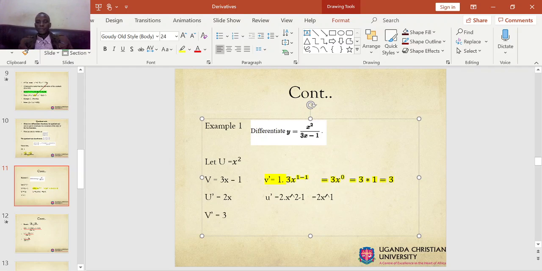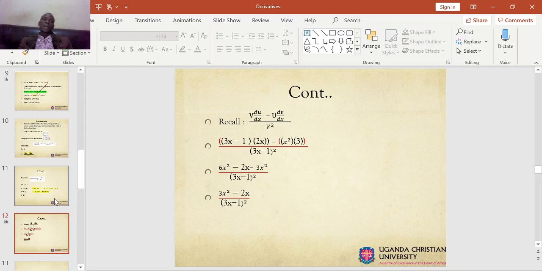2x to the power 1, which is the same as 2x. That's how we got the 2x. So you shouldn't be confused as to how we got this. We just used our earlier rules. That's how we got that.